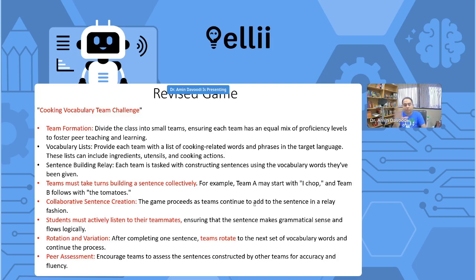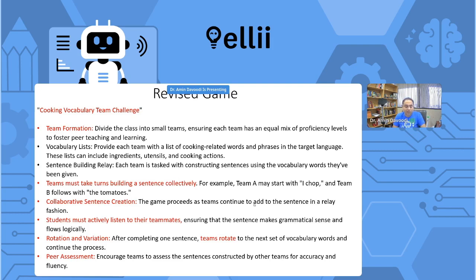I'm not going to go through the whole process of this game and everything, so I highlighted some of it. You see, team formation. The beginning of the assignment asks the students to create teams, or the teacher to divide the class into different teams. Teams must take turns building a sentence collectively. It's not like we have 5 teams and only one student in the team is going to report. No, they have to take turns building a sentence collectively.